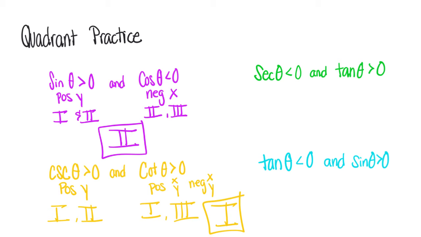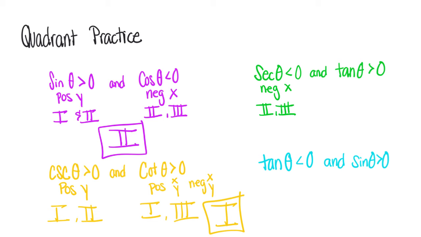Moving to the top right with the green example. Secant of theta is less than 0. Secant has a relationship to cosine, the reciprocal function, so that means, again, we're looking for a negative x value. Negative x values happen to be in quadrants 2 and 3.